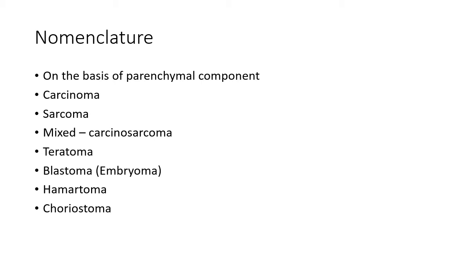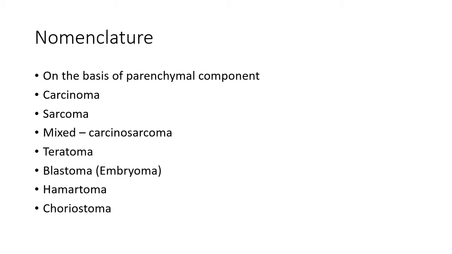Sometimes there can be mixed tumors also, which are a combined form of two types of tumors or originate from two types of tissues. For example, carcinosarcoma, which originates from both epithelial and mesenchymal components, and this happens sometimes in thyroid. Another example of mixed tumor is pleomorphic adenoma, which arises in salivary glands.